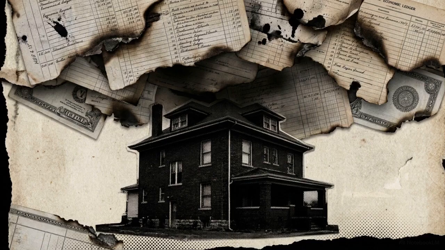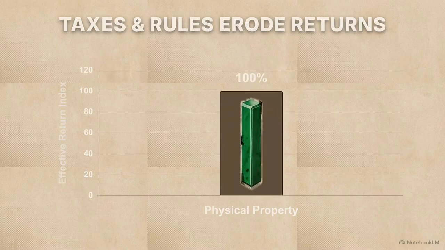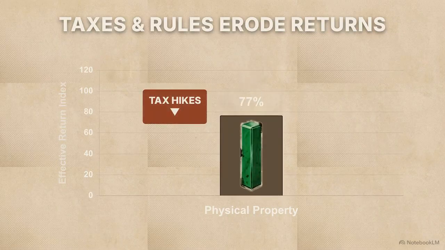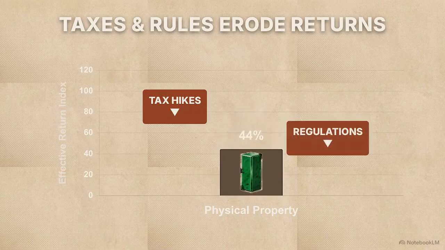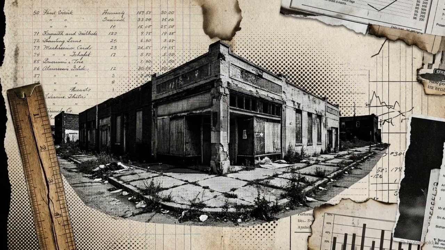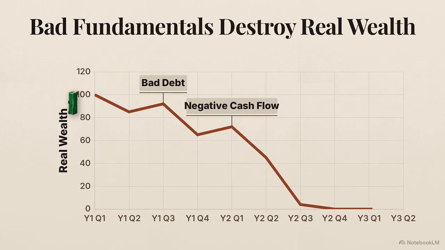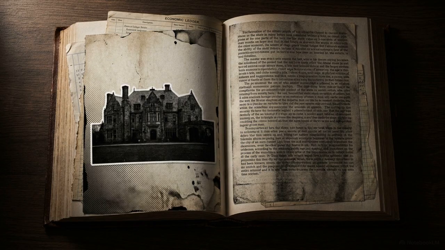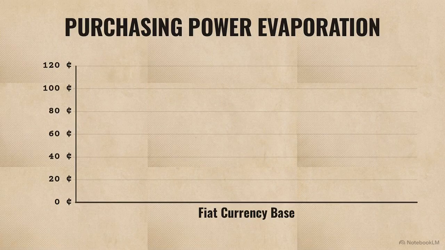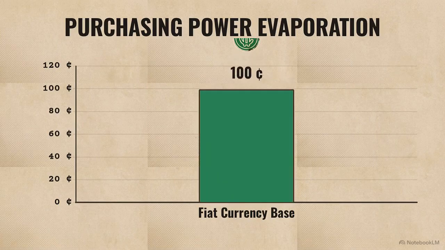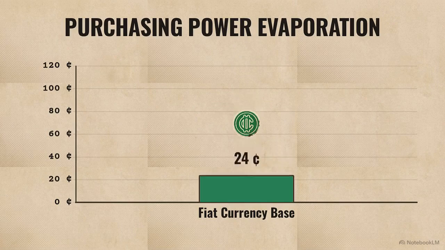Physical property does not provide an absolute shield. Owners are still vulnerable to government tax hikes, hostile regulations, and shifting political winds. Acquiring property in declining locations or taking on negative cash flow will still destroy wealth, regardless of what the currency is doing. But history remains consistent. While real estate carries operational risks, holding paper money in a crisis results in a guaranteed loss of purchasing power.